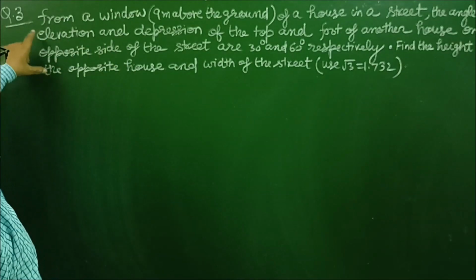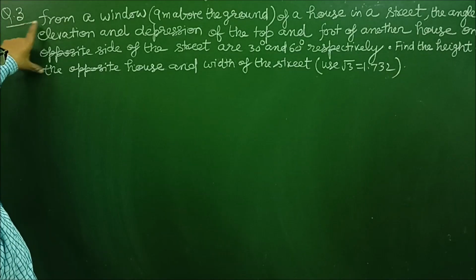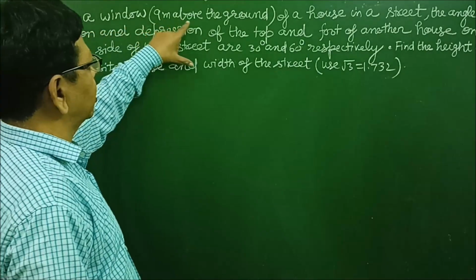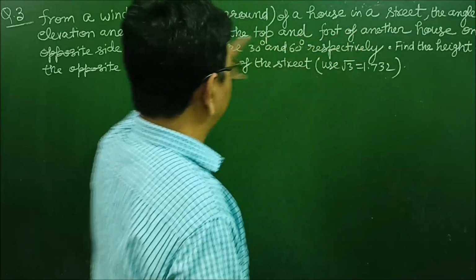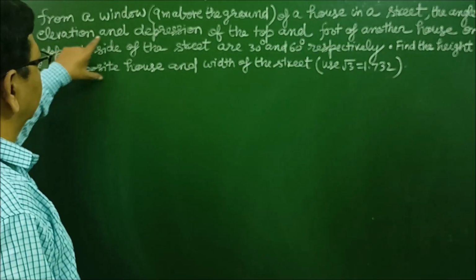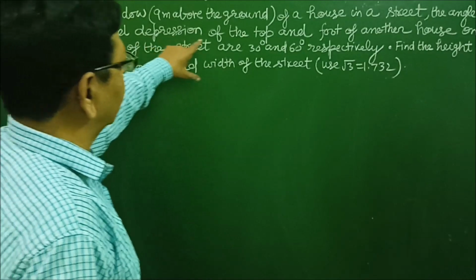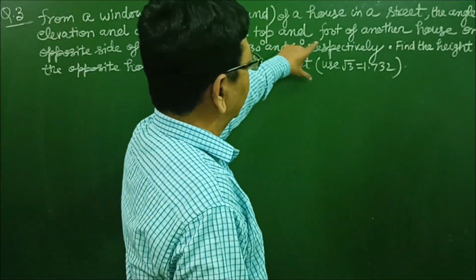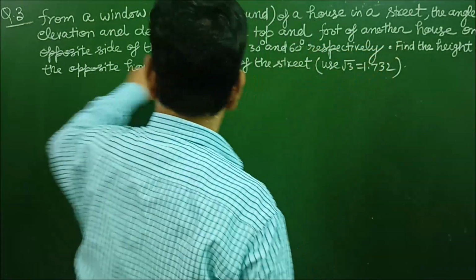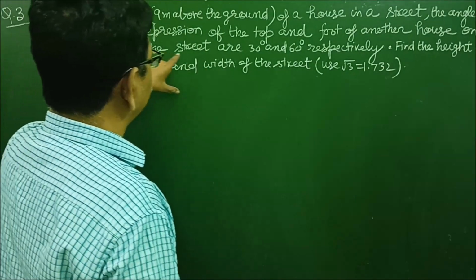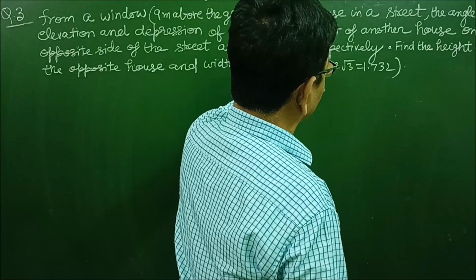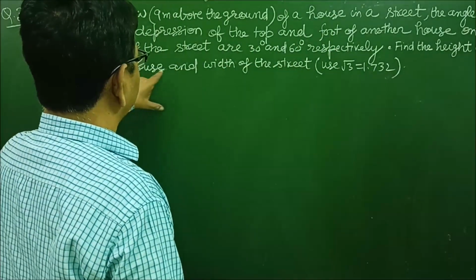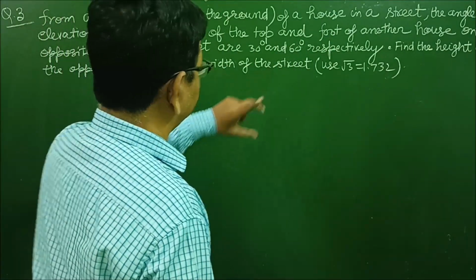Next question, important question, question number 3. From a window 9 meter above the ground of a house in a street, the angles of elevation and depression of the top and foot of another house on the opposite side of the street are 30 degree and 60 degree respectively. Find the height of the opposite house and the width of the street.